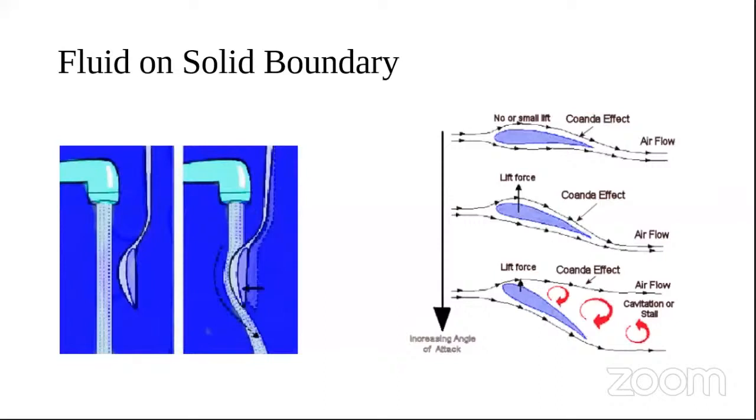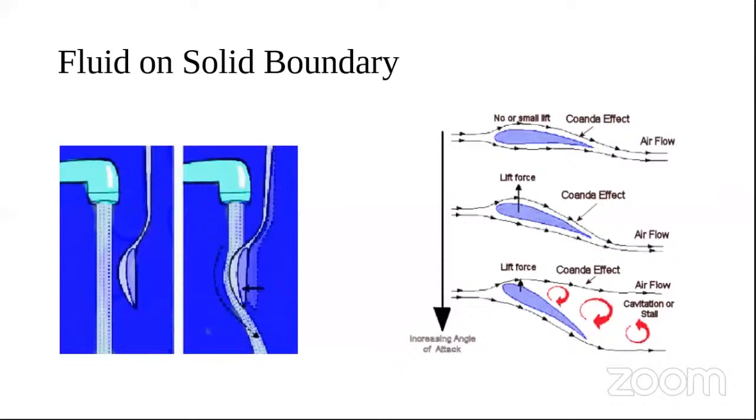Very simple. So you have a fluid which is flowing, and then you bring that flow to a solid boundary, which is a curved one. You are going to experience something called the Coanda effect, which curves the flow. You would have seen this when you are taking a bath or playing with the tap. You have a very thin stream coming out of the tap, then you bring your finger very close, but not exactly touching the water.